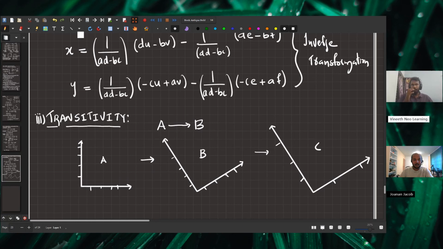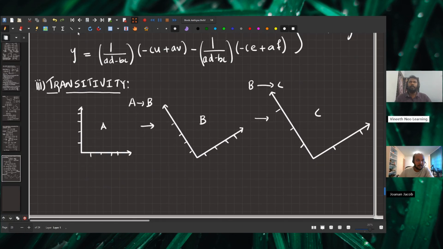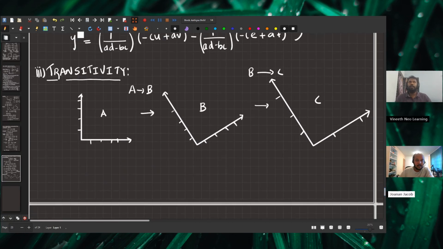So maybe let's scale this coordinate system, and this transformation is from B to C. A to B, and B to C. This is from A to B, and this is from B to C. For transitivity, we have to show that if A to B exists and B to C exists, then A to C also exists. We have to show the transformation from A to C. This is what we need to prove.